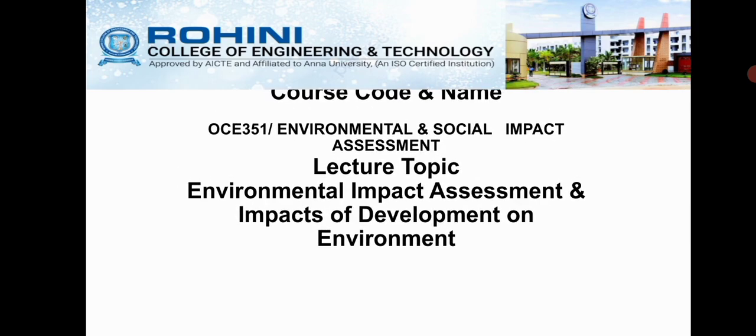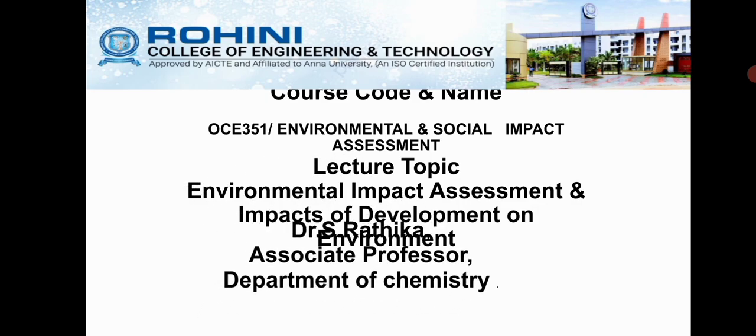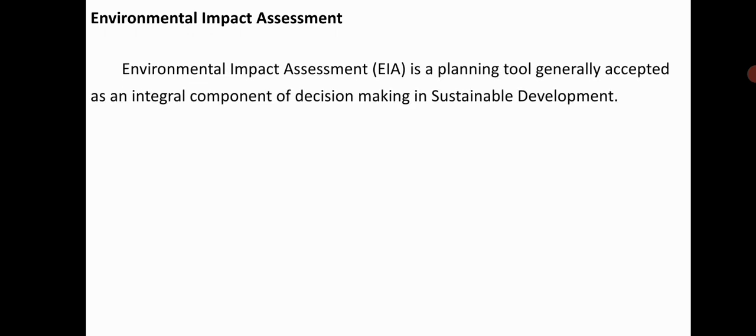In this video lecture series, we discuss the course Environmental and Social Impact Assessment. In this video, we discuss the environmental impact assessment and the impacts of development on the environment. Let us see. What does environmental impact assessment mean? EIA is short for Environmental Impact Assessment. It is a planning tool. It is generally accepted as an integral component of decision making in sustainable development.